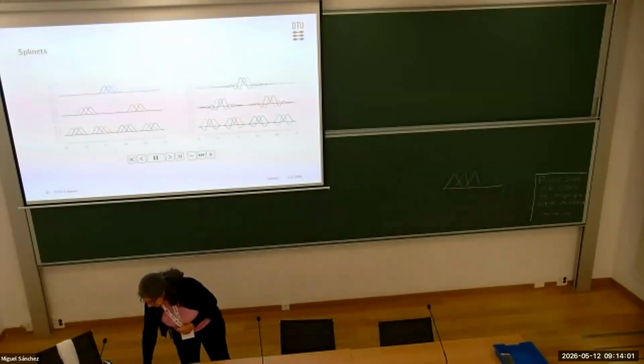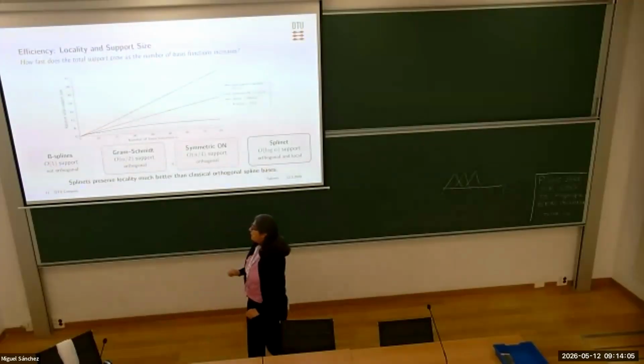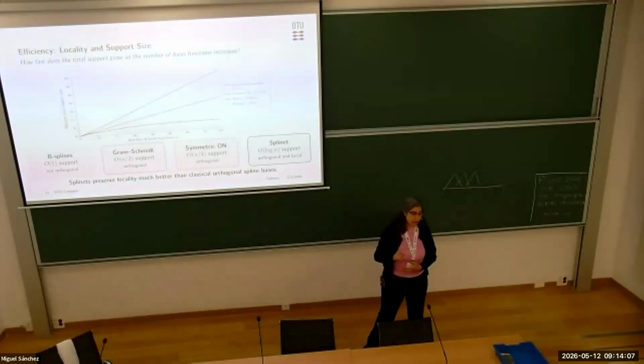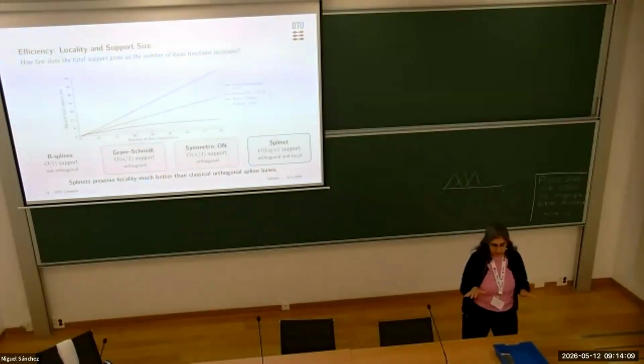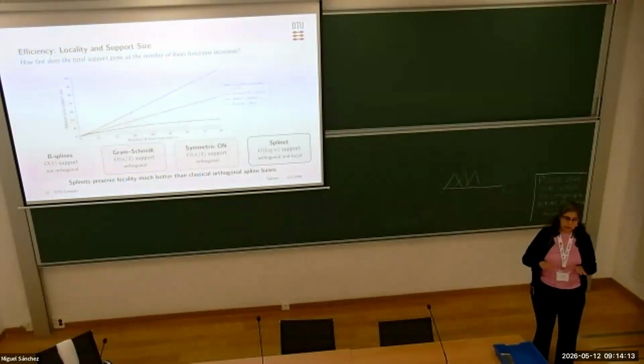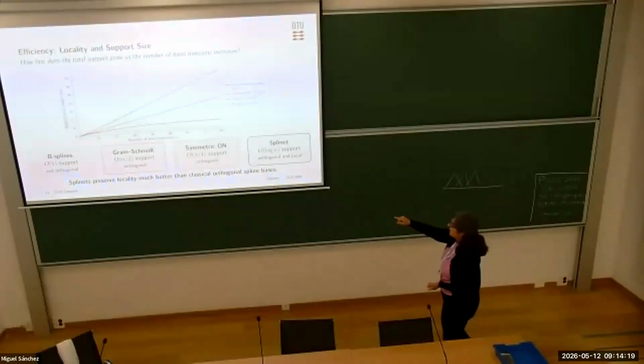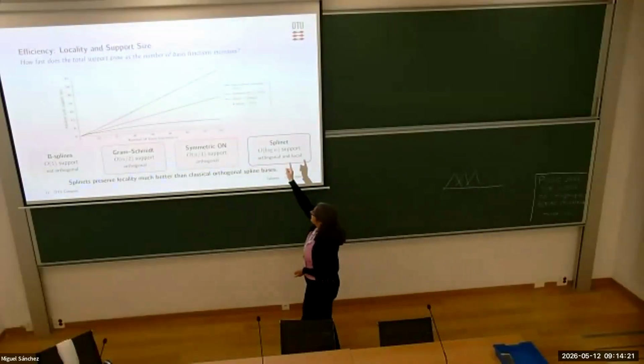After we got this, we were quite happy with it. We found that we use only B-splines, which are very nice and local, and the support is almost of the order of the interval length. So we call it of order 1, while in Gram-Schmidt, it's of order n divided by 2.